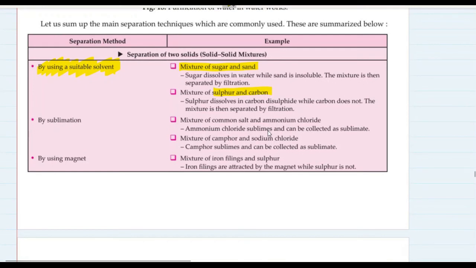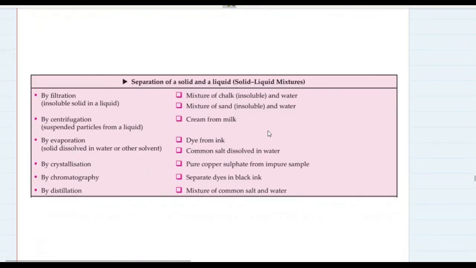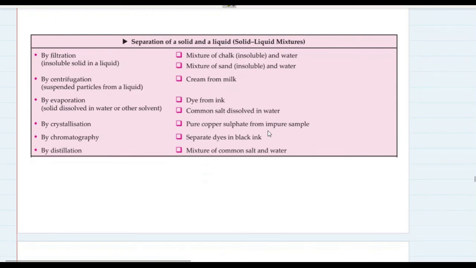Then by sublimation, you can separate two solids out of which one is sublimable. We saw the example also. Magnetic separation can be used for separating two solids out of which one is a magnetic material, sulfur and iron. Separation of a solid and liquid, the most common method of separation of solid and liquid is filtration. Use a filter paper, insoluble component will be separated out easily. Centrifugation, we saw how to separate lighter and heavier components of a solid liquid mixture. Evaporation, soluble substances can be separated from a liquid by evaporation.